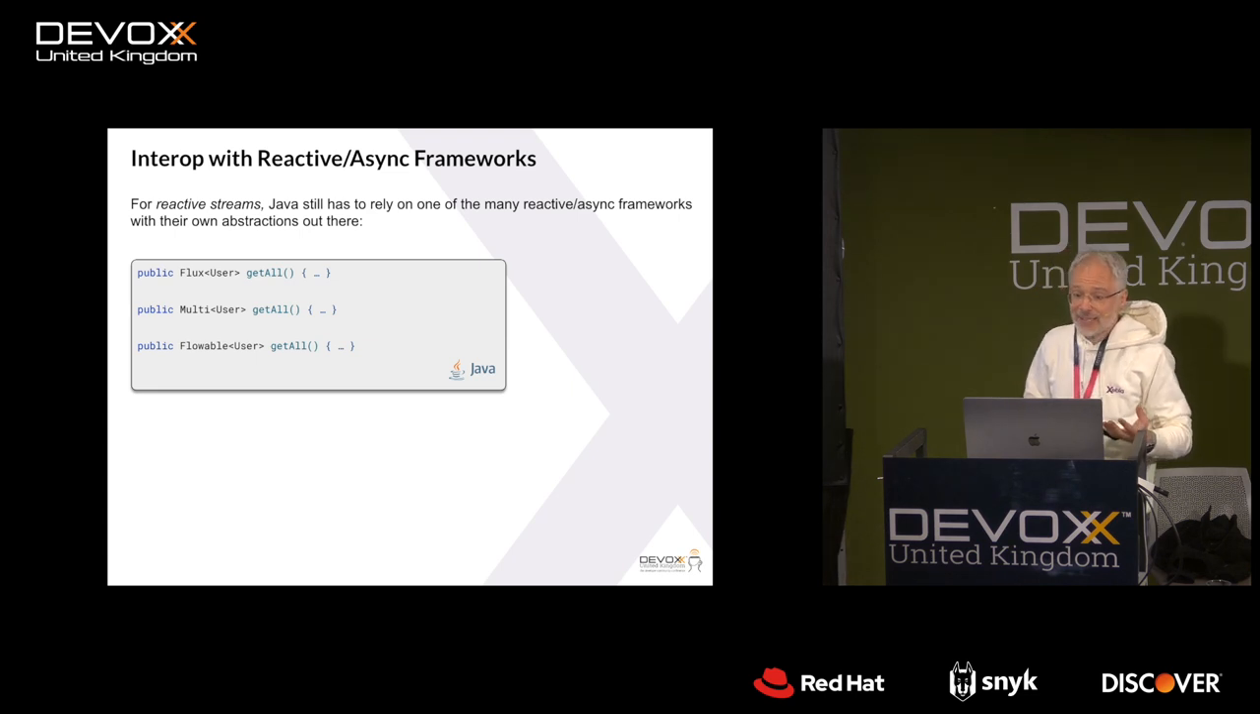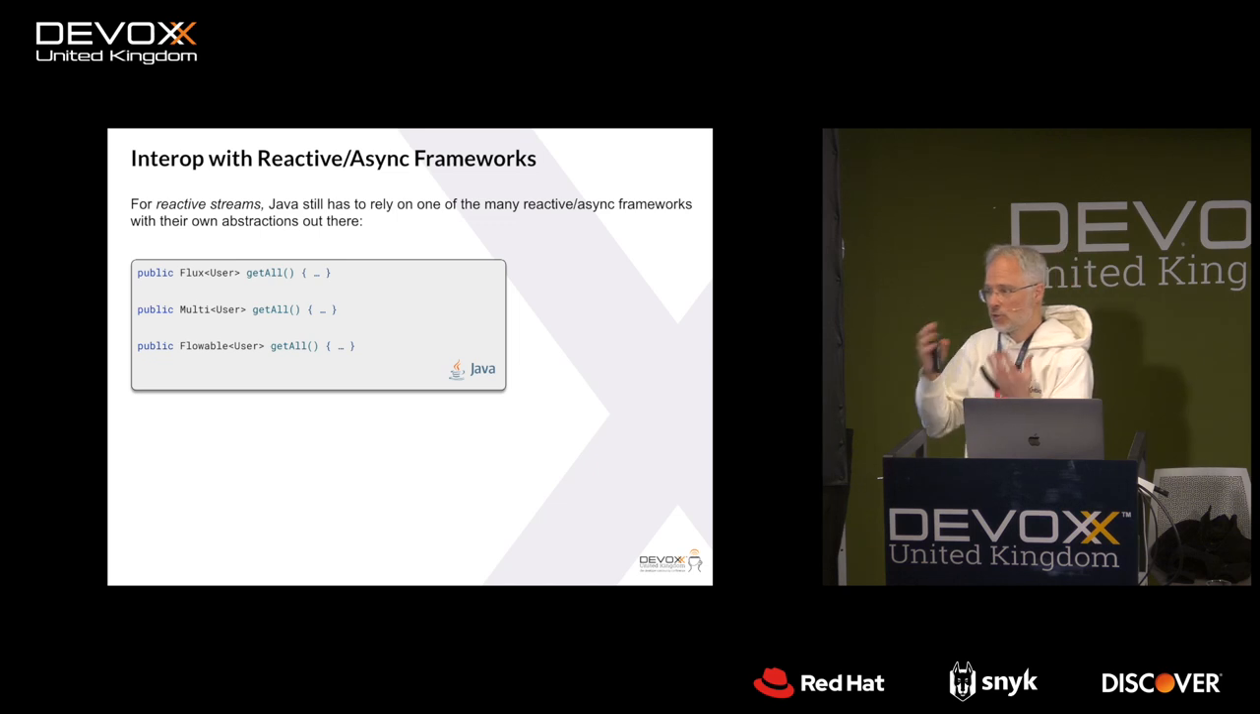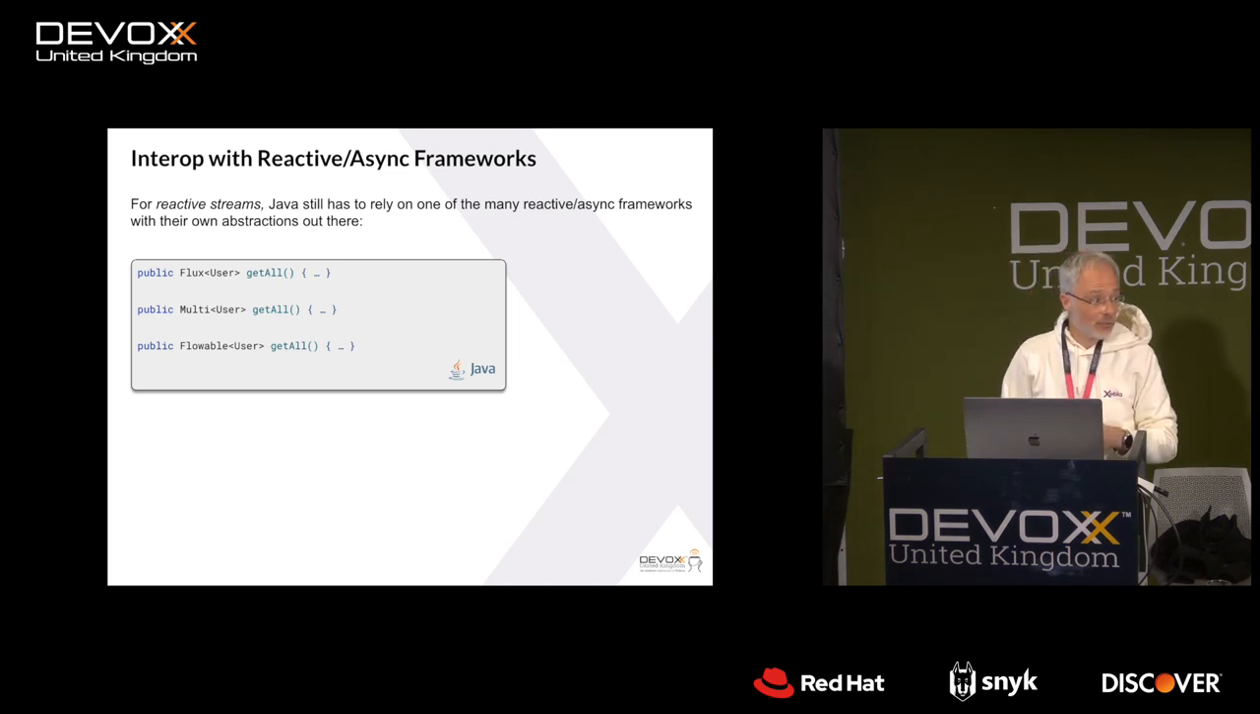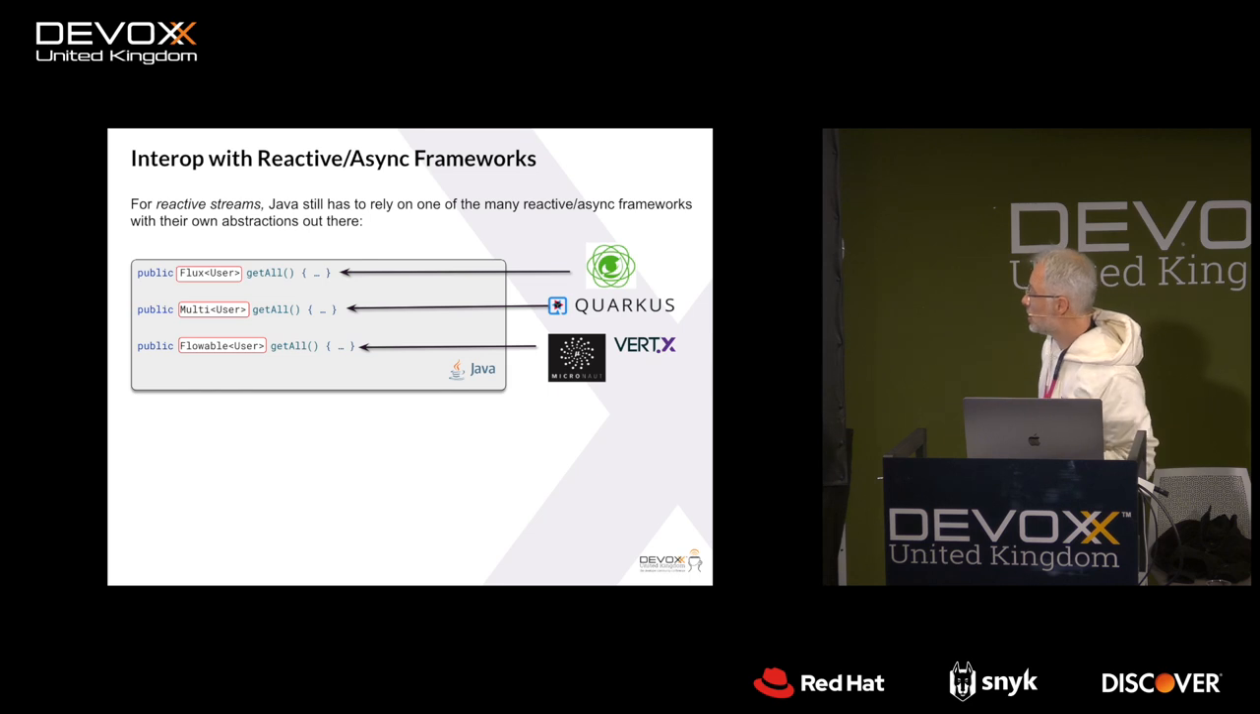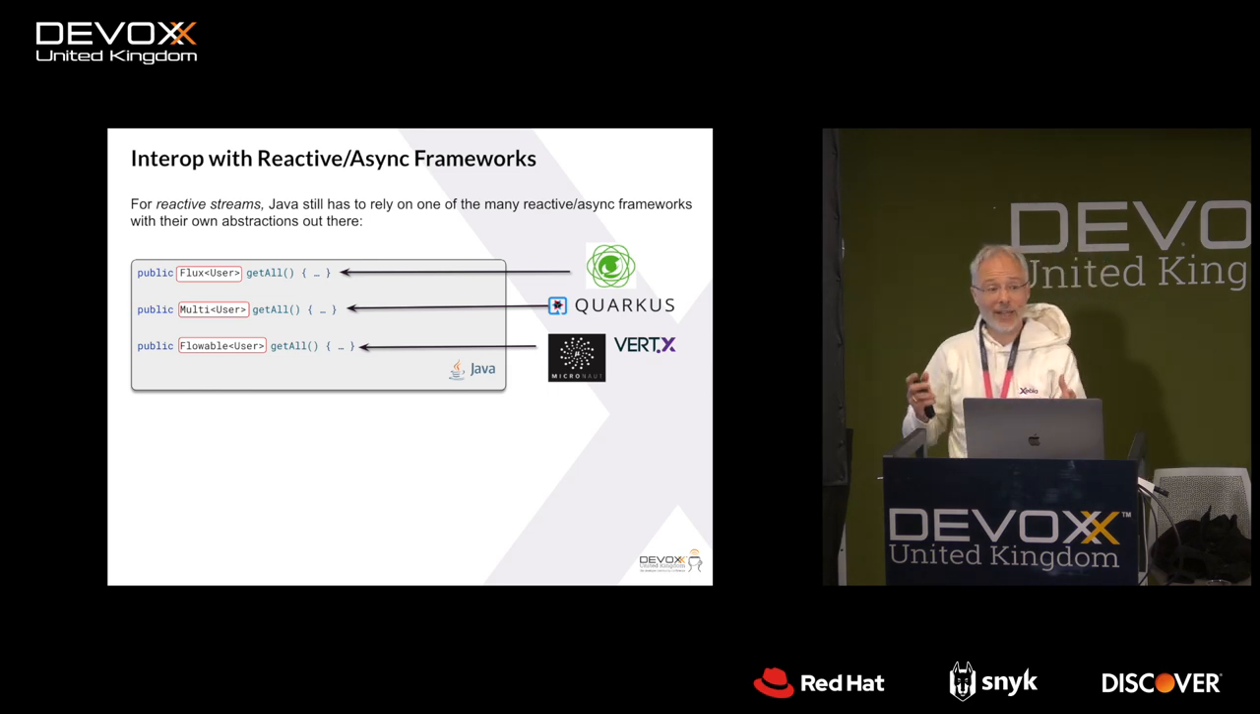And there, the news is that, well, Loom is on the thread level. They don't come up with a new abstraction for these, so you have to rely on the reactive stream abstractions that are out there, which means for Spring Boot, this would be Reactor, this would be Quarkus, this would be Vert.x, Micronaut, so you have to rely on these.